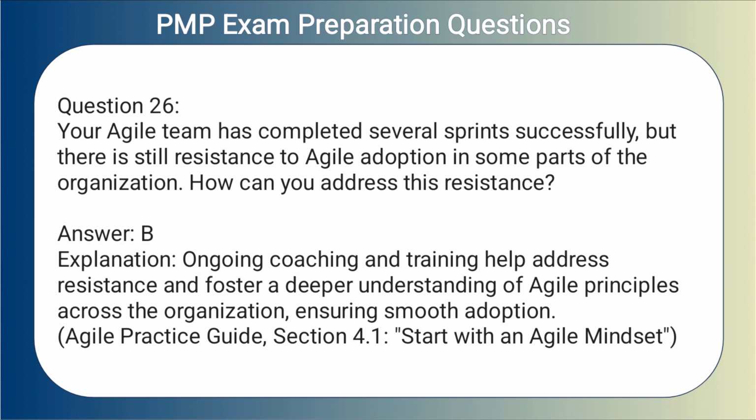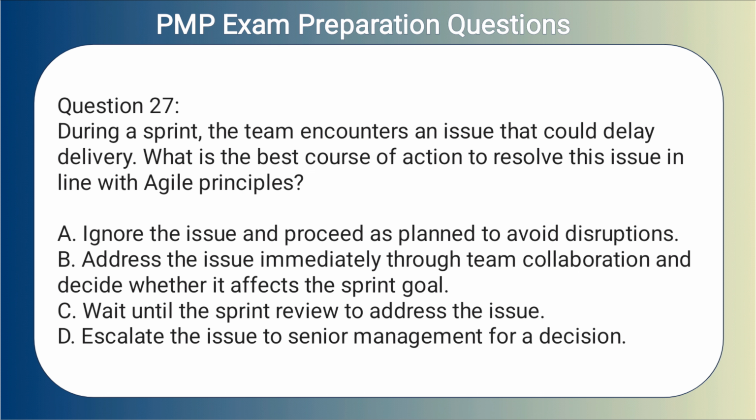Answer. B. Explanation. Ongoing coaching and training help address resistance and foster a deeper understanding of Agile principles across the organization, ensuring smooth adoption. Question 27. During a sprint, the team encounters an issue that could delay delivery. What is the best course of action to resolve this issue in line with Agile principles?